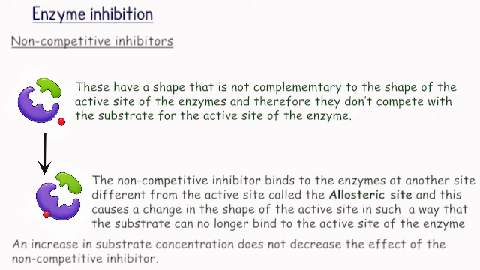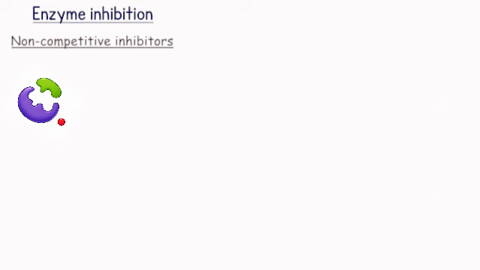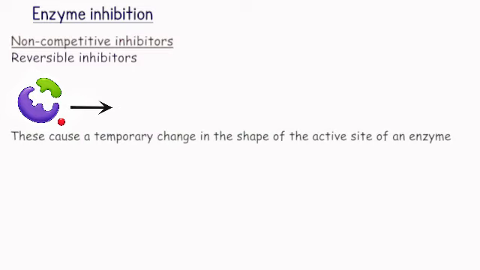And we can now move on to reversible inhibitors. Now at the beginning of this video, I said non-competitive inhibitors are grouped into reversible and irreversible inhibitors, and I'll start with reversible inhibitors. Now reversible inhibitors, clearly the name gives them away. Whatever effect these have on an enzyme can be reversed. That's the basis of their name. Now reversible inhibitors cause a temporary change in the shape of the active site of an enzyme. So they change the shape of the active site in such a way that the substrate cannot bind with the active site of an enzyme.